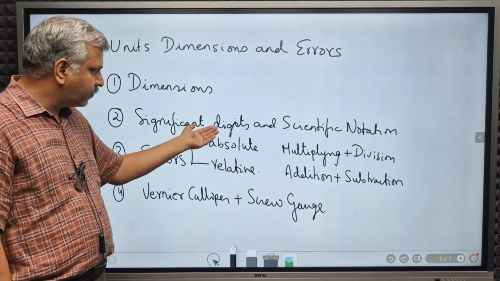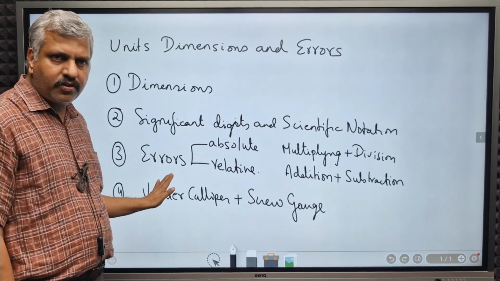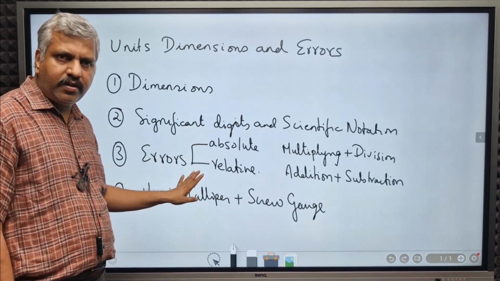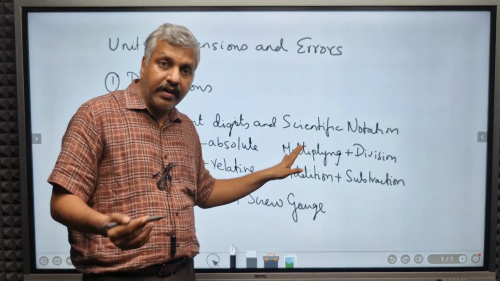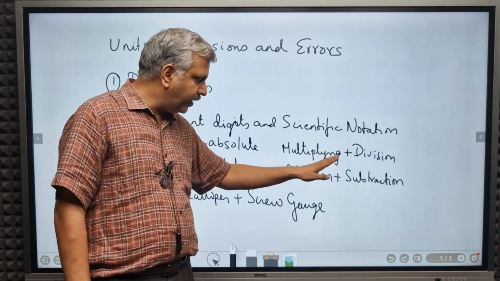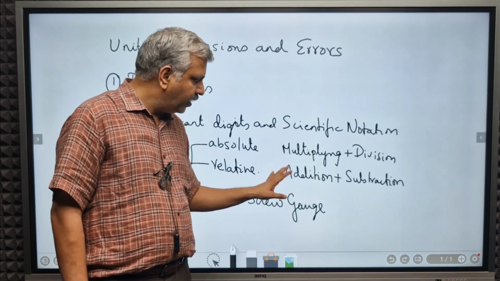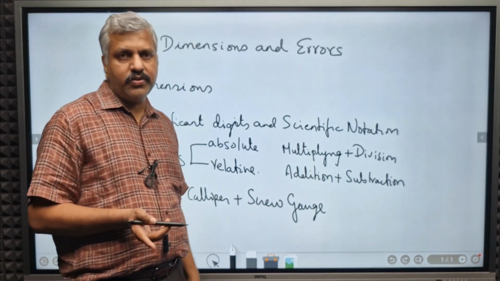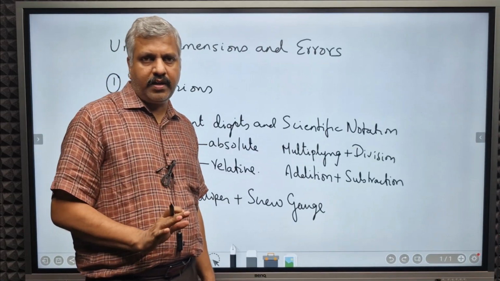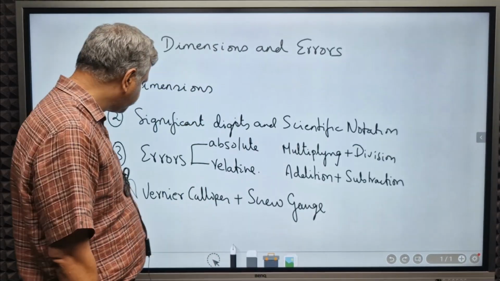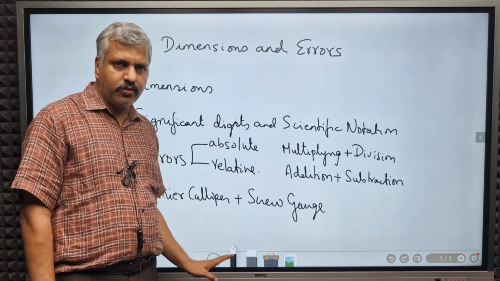Then there are questions based on significant figures and scientific notation. Then there are questions based on errors. In errors, you have this absolute error, relative error. They could ask you questions on that. They could ask you questions on error when you are multiplying and dividing quantities, and error when you are adding and subtracting quantities. Apart from this, they can also ask you questions on random errors and systematic errors. So again, you should know what random errors and systematic errors are. Then they can ask you questions based on vernier calipers and screw gauge.